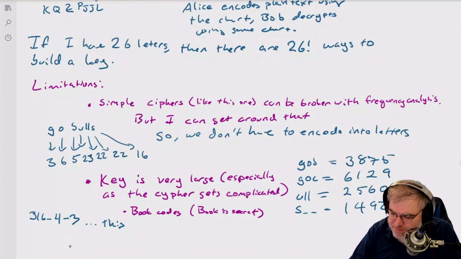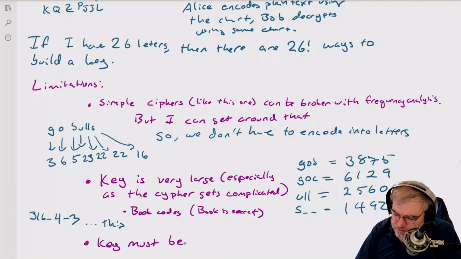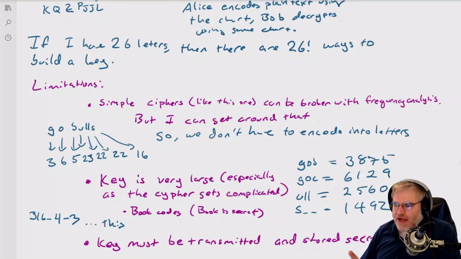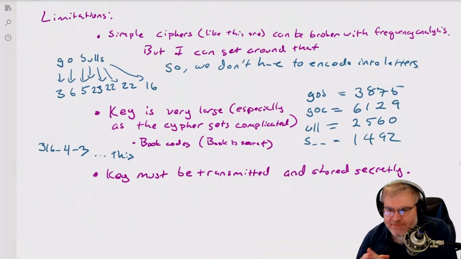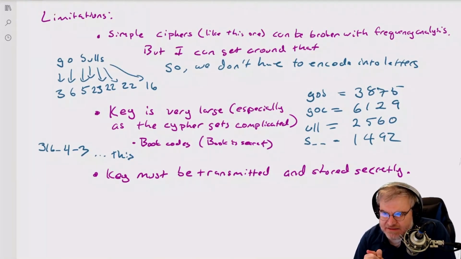Your key must be transmitted and stored secretly. How do we feel about that concept, 1 to 5? This idea that the real limitation of this is the fact that the key is huge. As the cipher, if I want to make a key that can't be broken by simple frequency analysis, it's going to get really big.